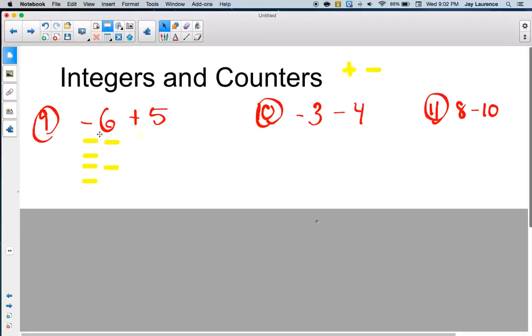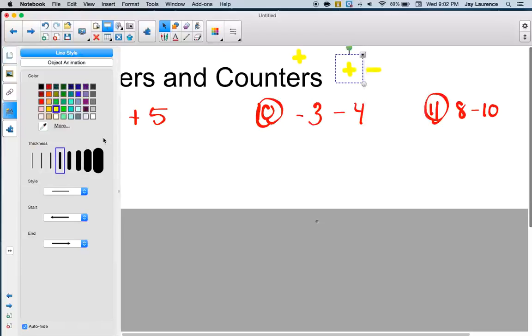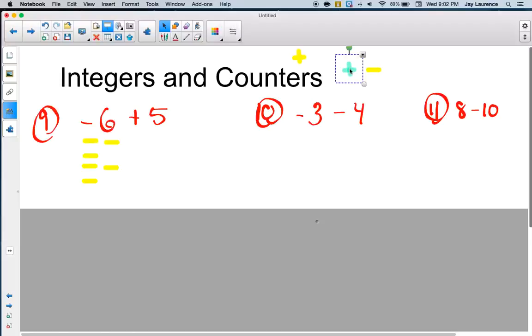So I'm going to take 1. You know what I'm going to do? I'm going to change the color of these positives. Hold on 1 second, because I just had a brainstorm. Infinite cloner, declone you. I'm going to change your color. Let's see if this works. I don't know if it's going to work. I'm going to give it a shot. Let me clone it.